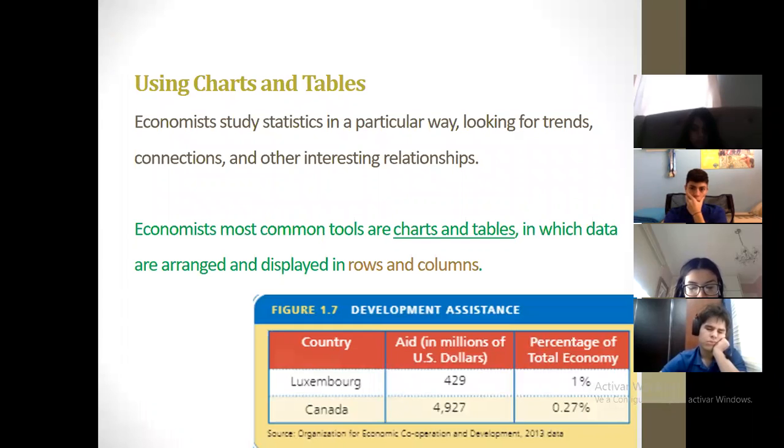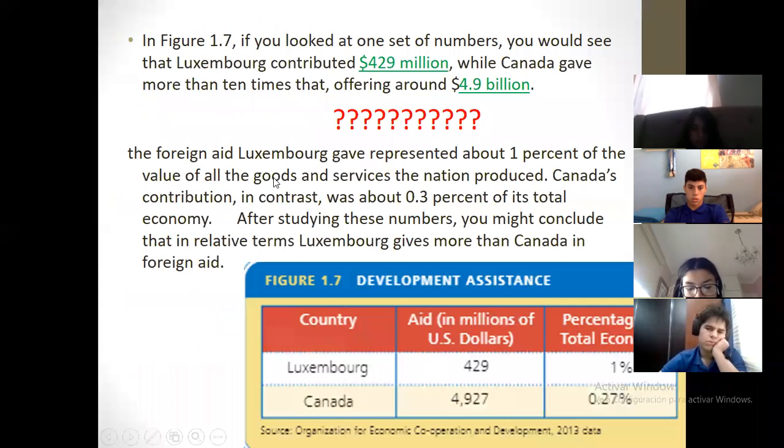Now we talk about this table and we agree that Luxembourg is the one who made the most sacrifice in order to contribute in this development assessment. Let's explain the way here. Now it says in figure 1.7, if you look at one set of numbers, you would see that Luxembourg will contribute with 429 million, while Canada gave more than 10 times that, around 4.9 billion.